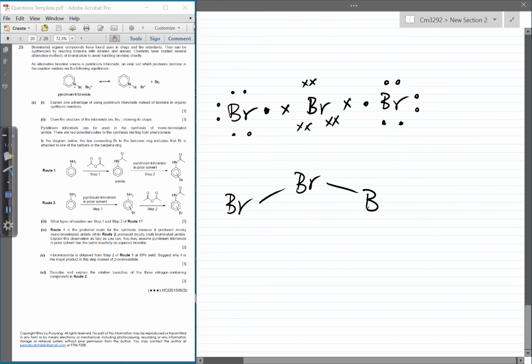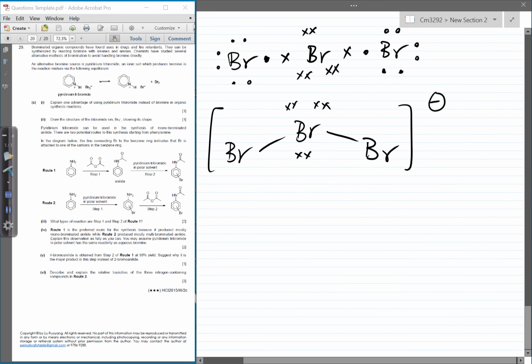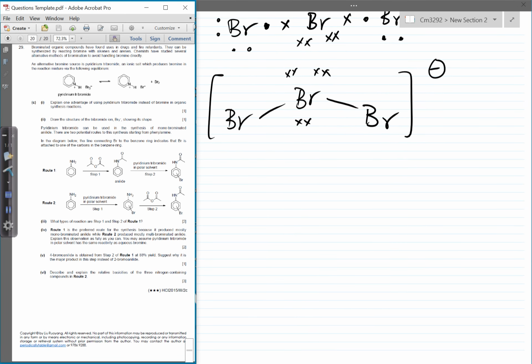Which is like that. And then you have 1, 2, 3, 4, 5, 6, negative. Usually put the negative on the outside, you put inside also, never mind. So for this case, the shape is quite obvious that it's linear. I shouldn't have drawn it bent. It's linear because we have 3 lone pairs surrounding the central bromine, which gives it a linear shape. This is your chem bonding.